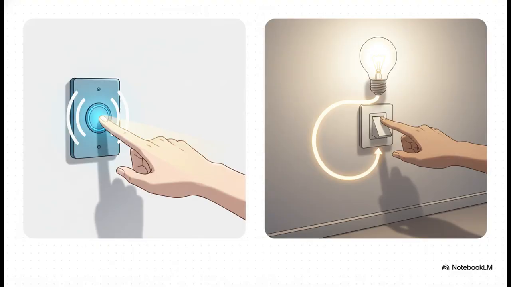To get our heads around memory, we first have to look at logic that can't remember. This is called combinational logic. And the best analogy is a doorbell. You press the button, it rings. You let go, it stops. The output, the ringing, only depends on what you're doing right this second.